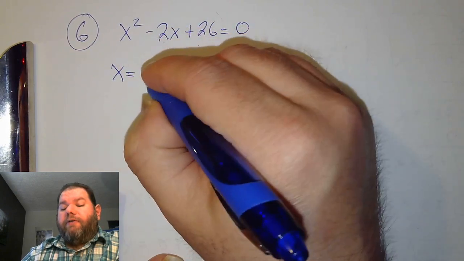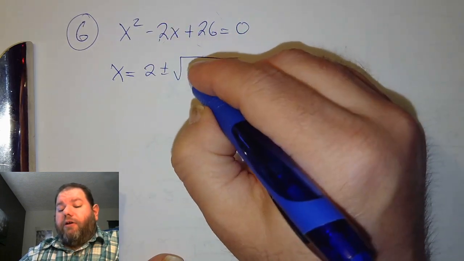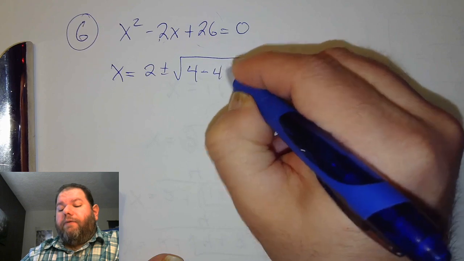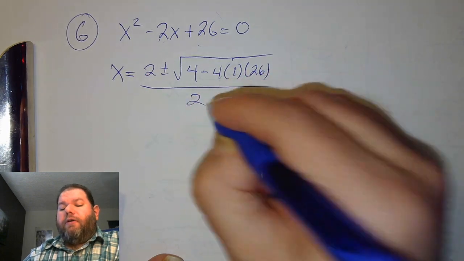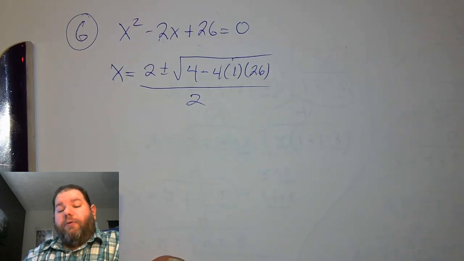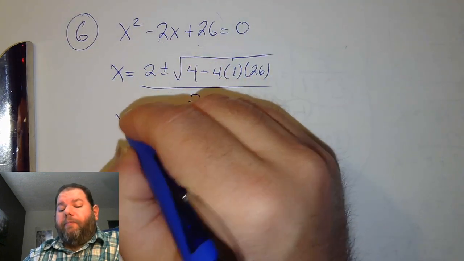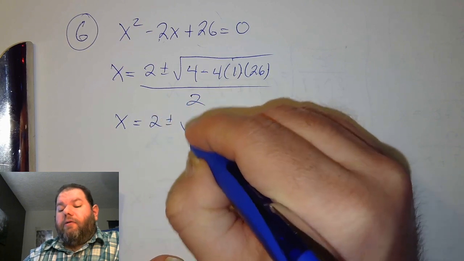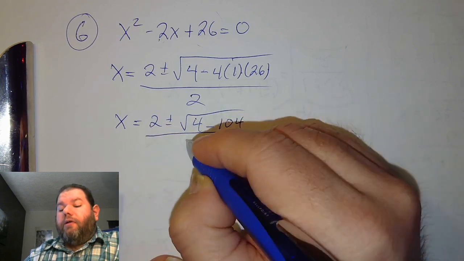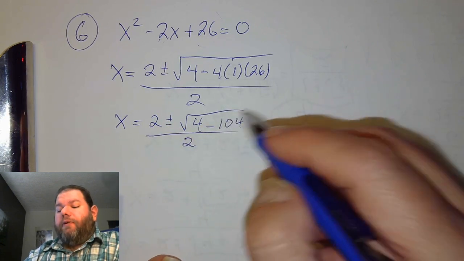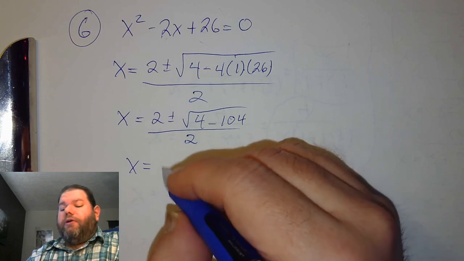So negative b is positive 2. I don't know why I keep using negative 2 there, but anyway. Negative 2 squared is positive 4 minus 4ac. And then 2 times a is 2. And we look at what's under the radical, and we have 4 minus, and then 4 times 1 times 26. So that's 4, and I believe that's 104. Okay, so we end up with 4 minus 104, which actually gives us a negative 100 under the radical.